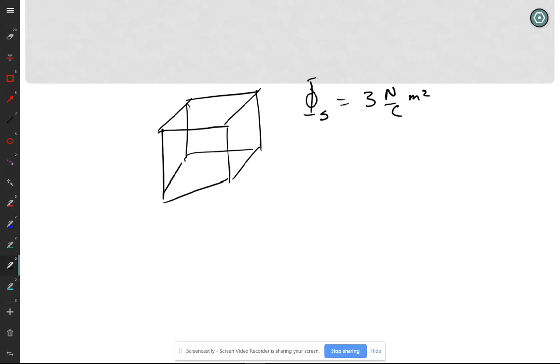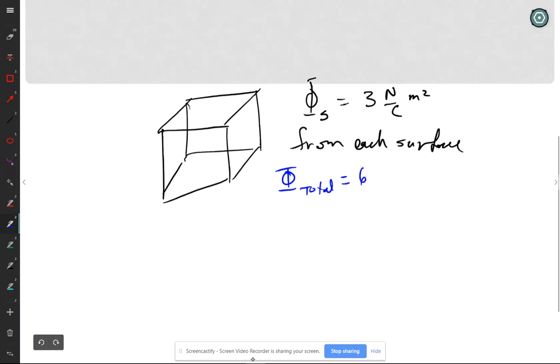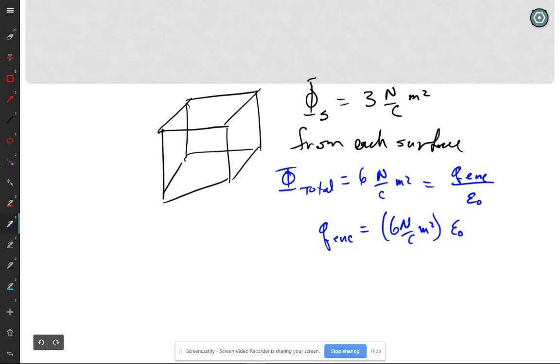So you'd have the flux total, and according to Gauss's law, that's equal to the charge enclosed over epsilon 0. And so the charge enclosed is 6 newtons per coulomb times meter squared times epsilon 0, 8.85 times 10 to the minus 12 coulomb squared per newton meter squared.